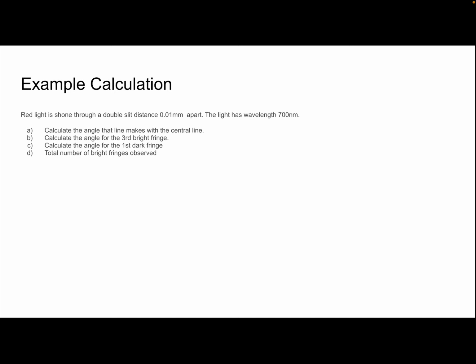Right, so question A: calculate the angle that the line makes with the central line. Sorry, I should be more clear. We're talking about the first order line. So for the first order line, we know that nλ = d sinθ, and n is going to be equal to 1. For these questions, it's basically just putting your numbers into the formula. So we can find that theta equals 4.01 degrees. Remember, your calculator should be on degrees, not radians.